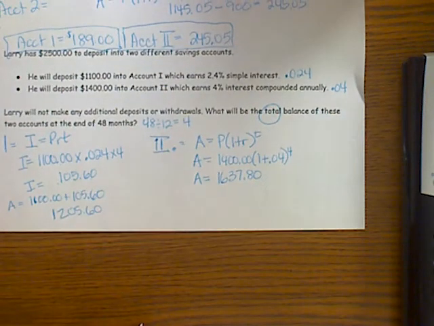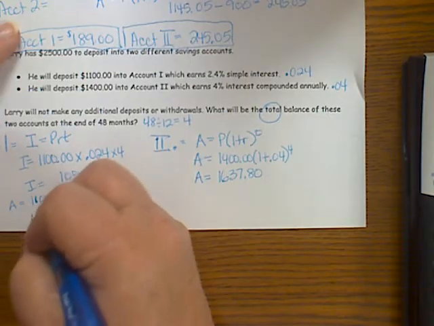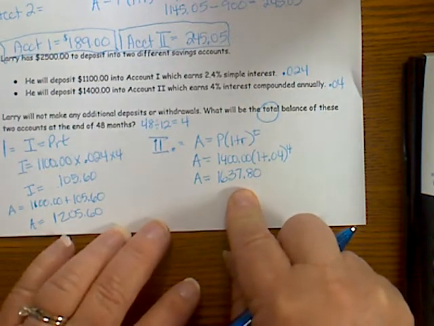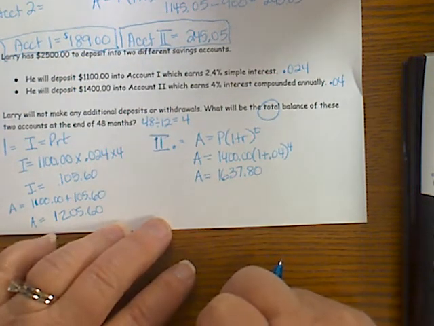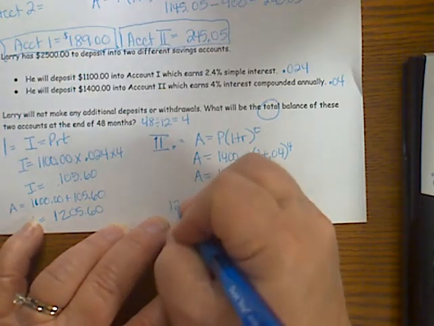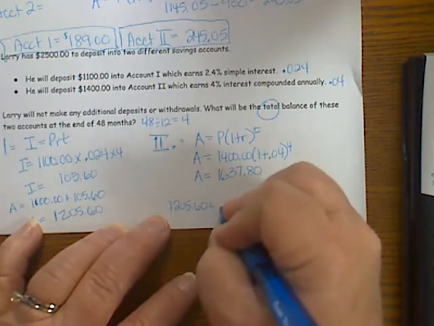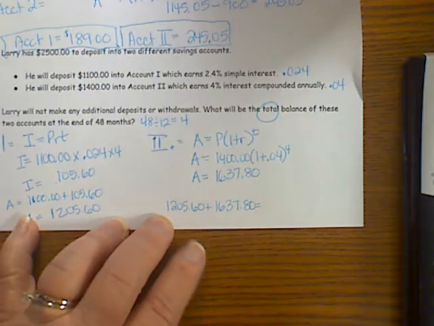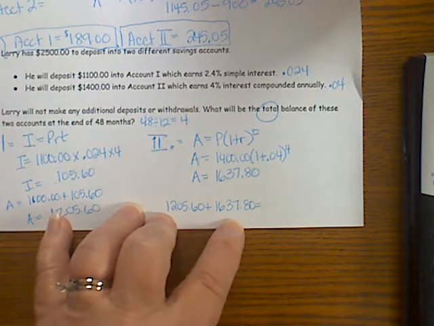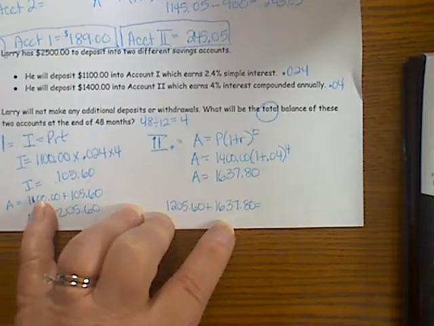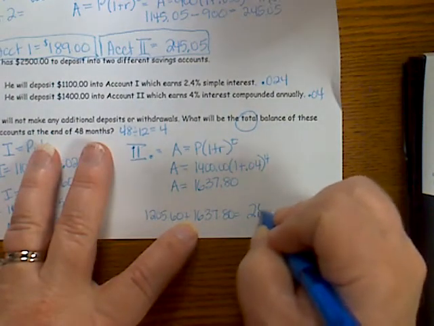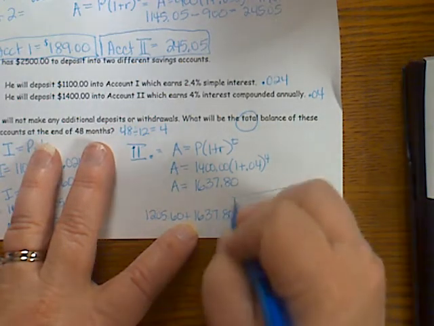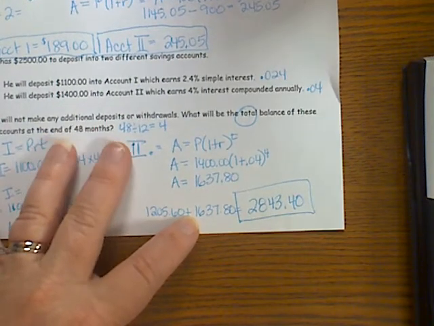Do I have the total yet? I have account balance for account 1. I have account balance for account 2, but I need the total. How am I going to find those? What does total mean? Add them together. So 1205.60 plus 1637.80 equals 2843.40. Total. There's my answer for total in both accounts.